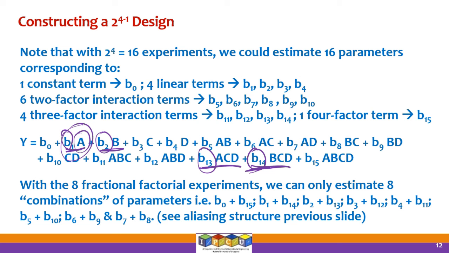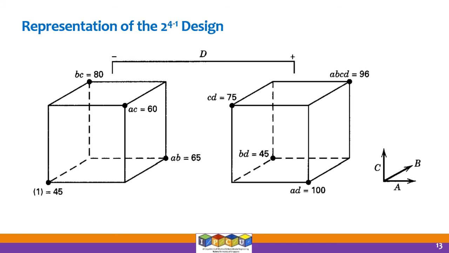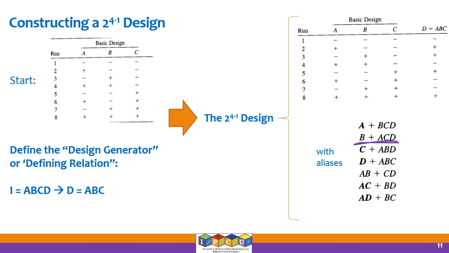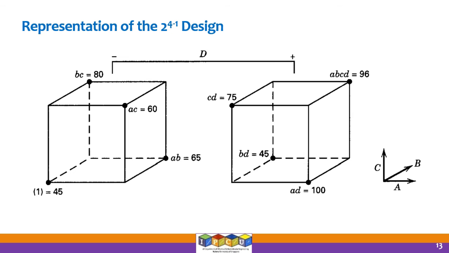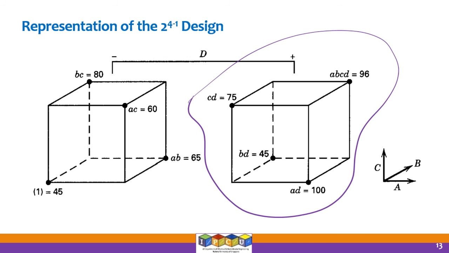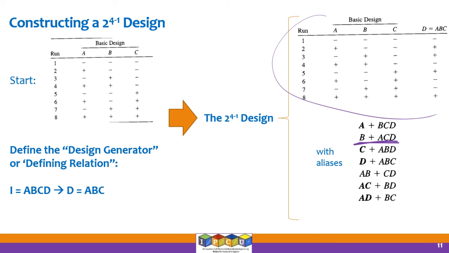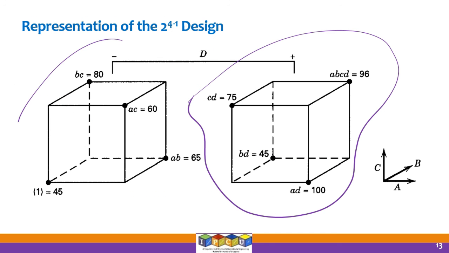Okay, so this is how we construct a 2 to the power of 4 minus 1 design, and these are the ramifications of that. So I can represent the 2 to the power of 4 minus 1 design in this particular form. I will leave you to figure this out on your own, but all you have to do is go to this table and understand that these are the 8 experiments that are shown there. This wing corresponds to the experiments where D is equal to plus 1 in this table. That means runs 2, 3, 5, and 8 in this table. And the left wing is for D is equal to minus 1 in that table.